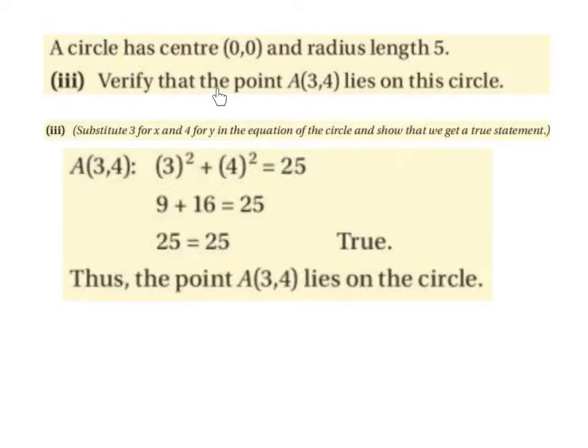Part 3, verify that the point 3, 4 lies on the circle. So we substitute 3 for x and 4 for y in the equation of the circle and show that we get a true statement. This means that the equation balances. So we have 3 squared plus 4 squared is equal to 25. 3 squared is 9, 4 squared is 16, and 9 plus 16 is 25. So we get 25 equals 25, so the equation balances. So this is true. Thus, the point 3, 4 lies on the circle.